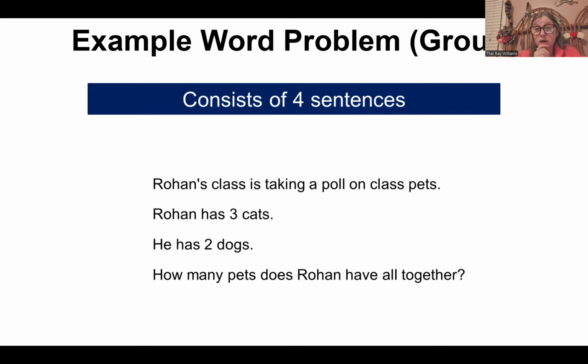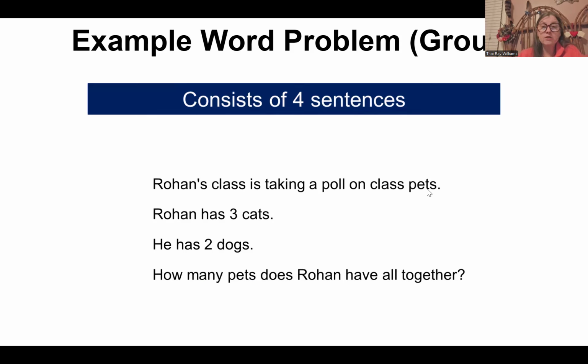So you're going to need to write word problems as part of your projects, and I'm going to be looking for all 4 types of sentences. So here is an example. I'm going to read the word problem to you, and then we're going to look at the sentences and what they are. Rowan's class is taking a poll on class pets. Rowan has 3 cats. He has 2 dogs. How many pets does Rowan have altogether?